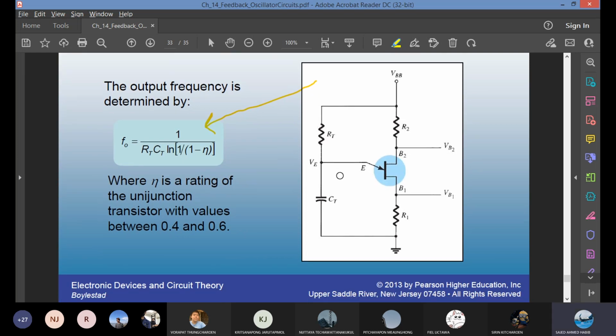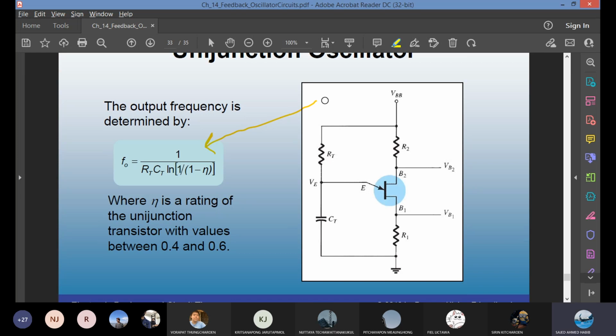If you want a shortcut formula, FO can be approximately 1.5 divided by RTCT. If I set the eta value to 0.5, 1 minus 0.5 is 0.5, and then take the natural logarithm of 2. What do you get? 0.7. 1 divided by 0.7 is how much? 1.44.